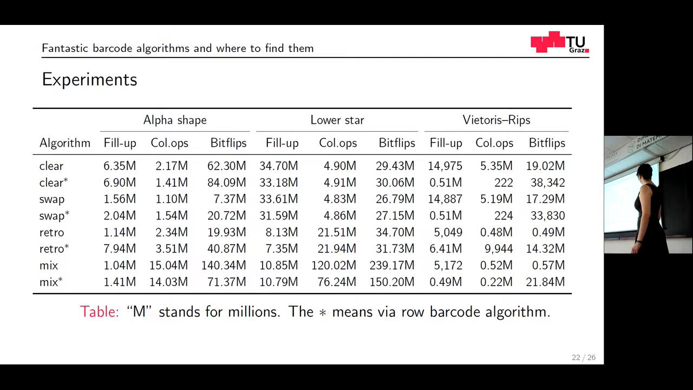I think this one was the smallest example, so this must be something like 100 points. This is a 3D image of something like 50 voxels, uh-huh. And this is the alpha shape, which means at least 10,000 points.